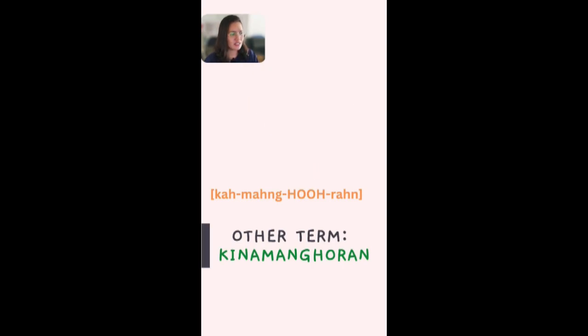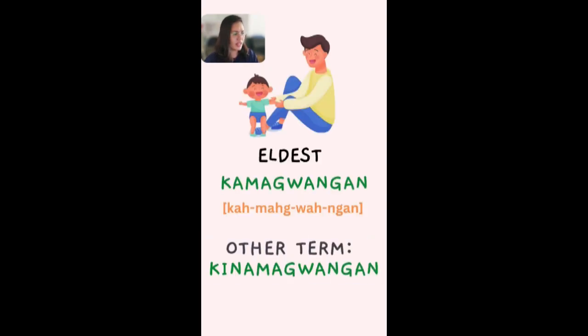Okay, next one we have eldest. Eldest is kamagwangan. The other term is kinamagwangan. So, kinamagwangan or kinamagulangan. So, we have the magulang version. Kinamagulangan or kinamagwangan. I'll just use kamagwangan.